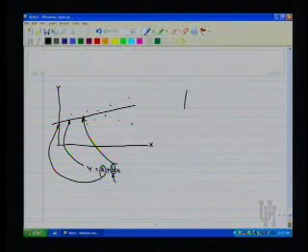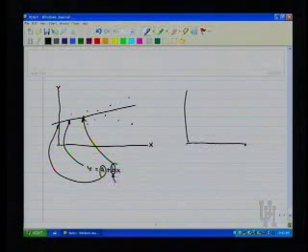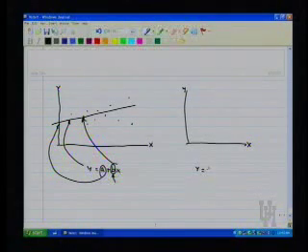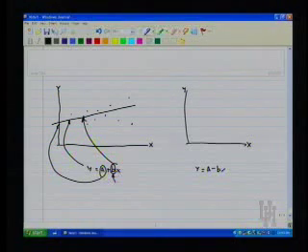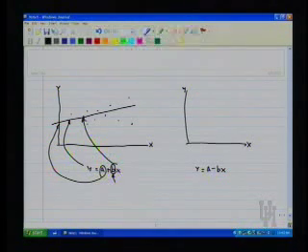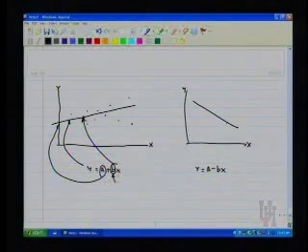Let me give you a clue. If the resulting regression equation was of the form y equals a minus bx, what would be the direction of the line? This way? Yeah. How did you make that conclusion? Because there's a negative slope.